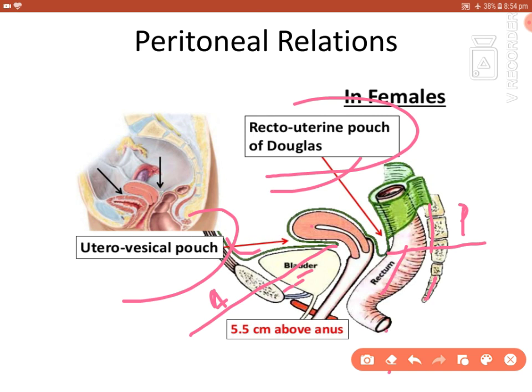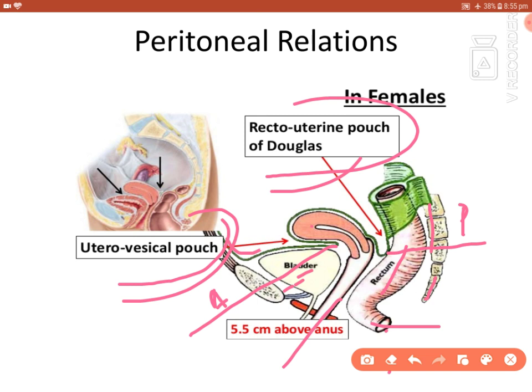If there is any infection or inflammation, fluid with pus or blood tends to collect in the rectouterine pouch, as it is the most dependent part of the peritoneal cavity. It can be drained either through the anus or through the vagina. The uterovesical pouch has as its anterior boundary the superior surface of the bladder, and posteriorly the anterior surface of the body of the uterus.